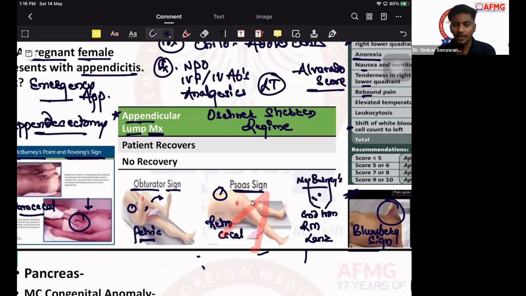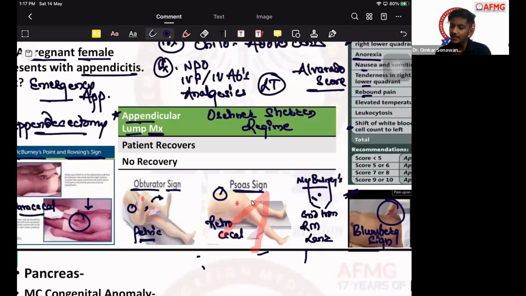Here you will only keep the patient nil per oral. You will give IV fluids, IV antibiotics to the patient, analgesia if there is pain, and then you discharge the patient after the condition improves, and then you call the patient for interval appendicectomy. That means after 6 weeks, you will call the patient for interval appendicectomy.